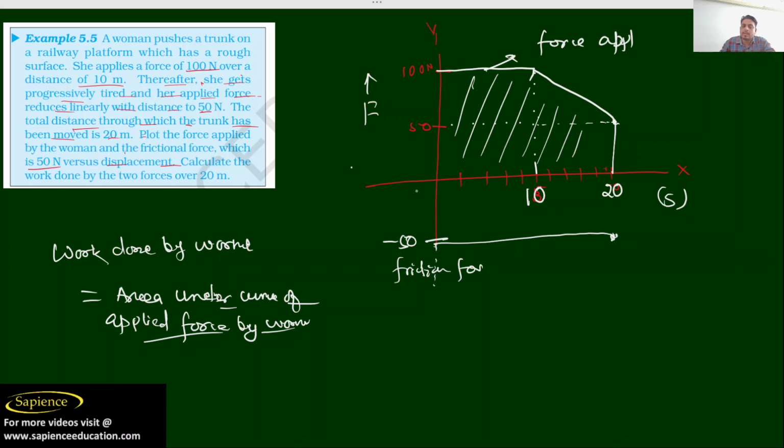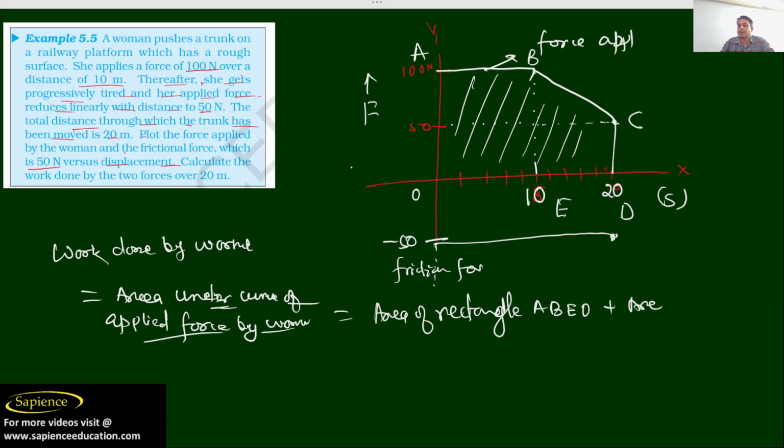If I do the nomenclature, this is O, this is A, this is B, this is C, this is D, this is E. So total work done will be equal to the area under the curve of the applied force, that is equal to the area of rectangle ABEO plus the area of trapezium BCDE.